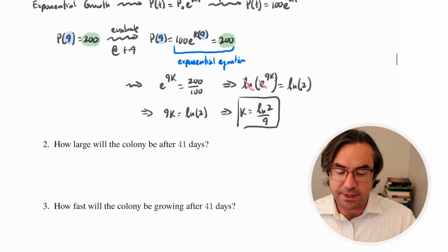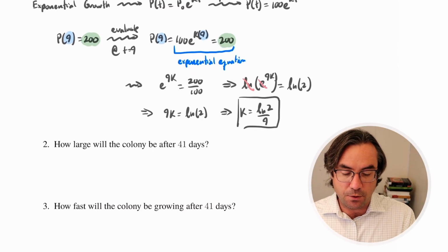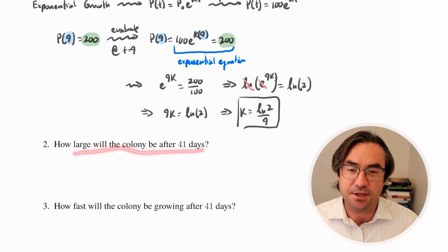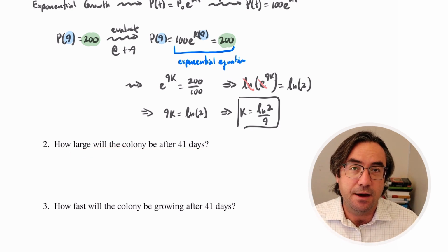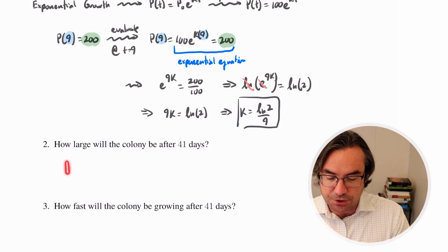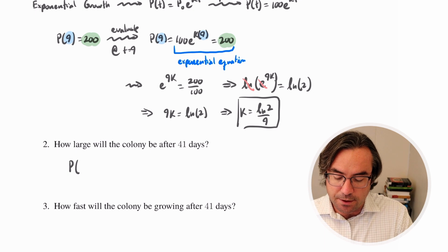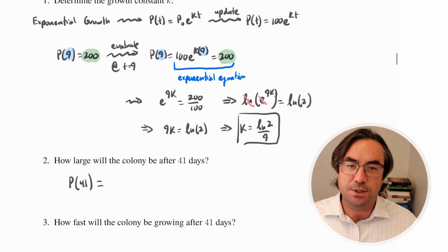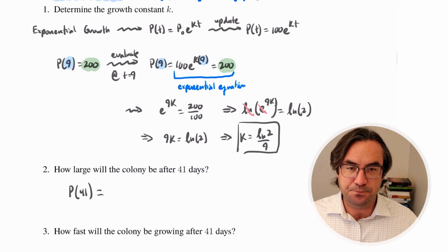So all this is really asking for, we want to know essentially what is the size of the population when t is equal to 41. So to answer this, we're just going to plug 41 into our population function. So what's our population function?